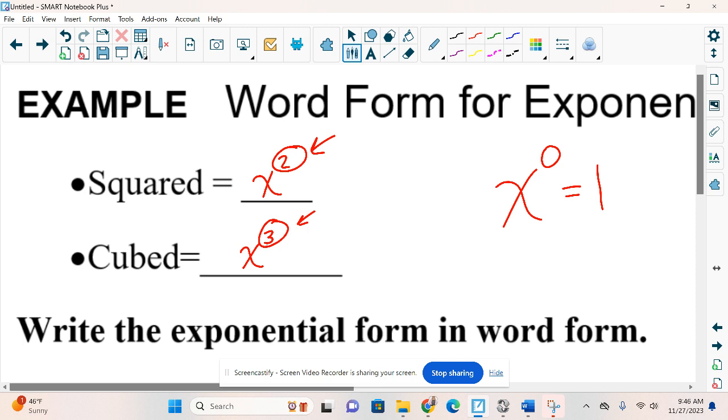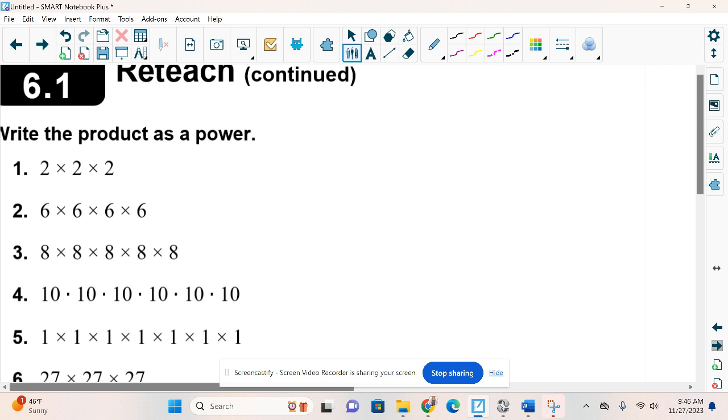It says overflow area, but probably you put too many numbers. Alright, so anything to the power of 0 is what? 1. Alright, now flip it over.